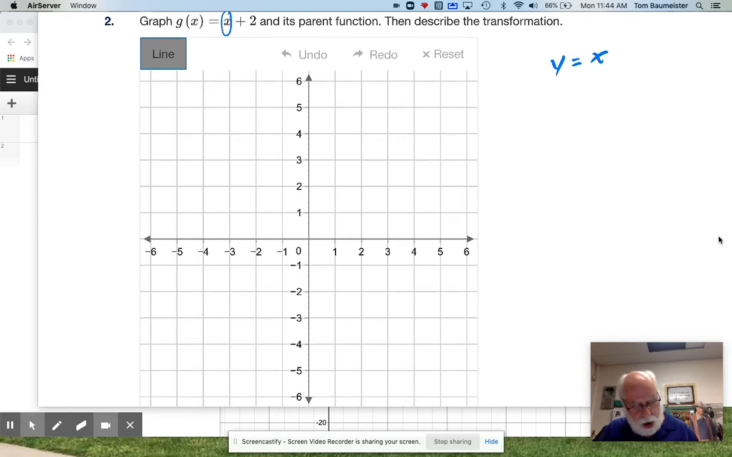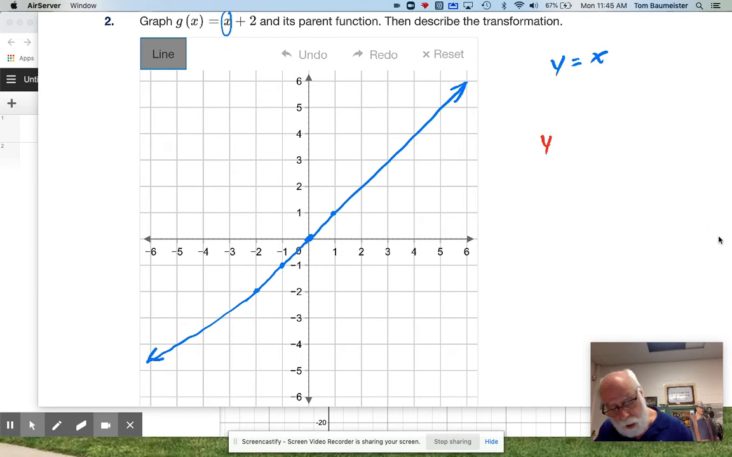So we would say our parent function is y is equal to x. Now remember, you're going to have to probably give them 2 points. So remember, if x is 0, y is 0. If x is 1, y is 1, etc. So you're going to have to draw this on the thing. All right, mine isn't perfect, but again, we know that. So then our next one is going to be x plus 2.